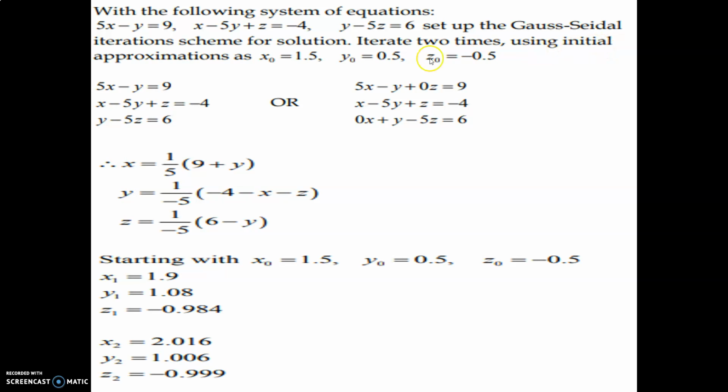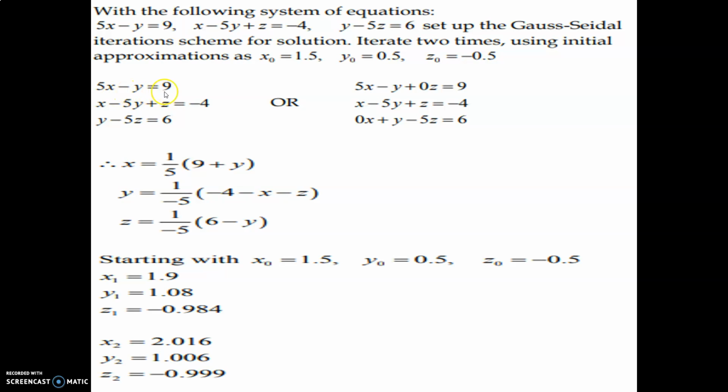Now using the Gauss-Seidel method we have to consider 5x minus y is equal to 9, x minus 5y plus z equal to minus 4, y minus 5z equal to 6. Set up the Gauss-Seidel method iteration, doing it 2 times using the initial approximation. We have to consider x0 1.5, y0 0.5 and z0 is equal to minus 0.5.